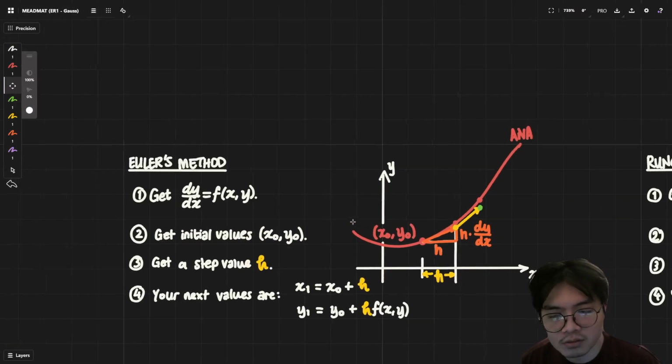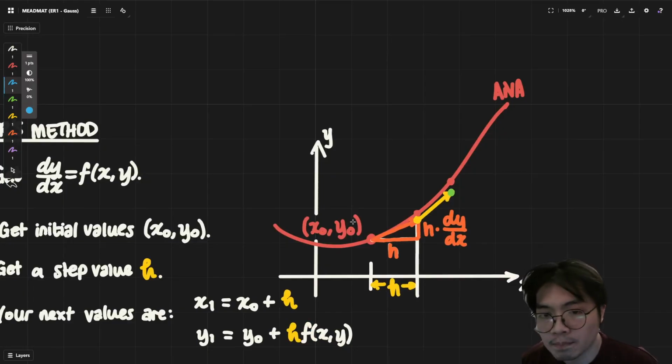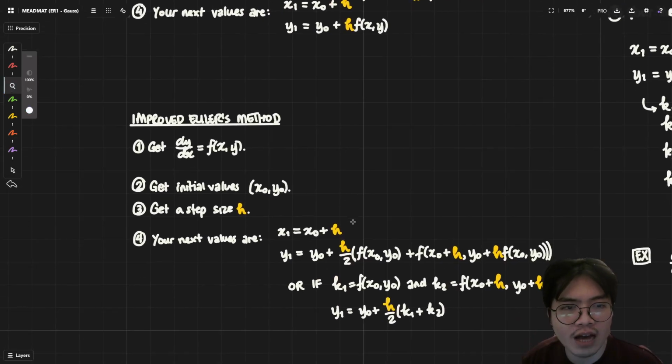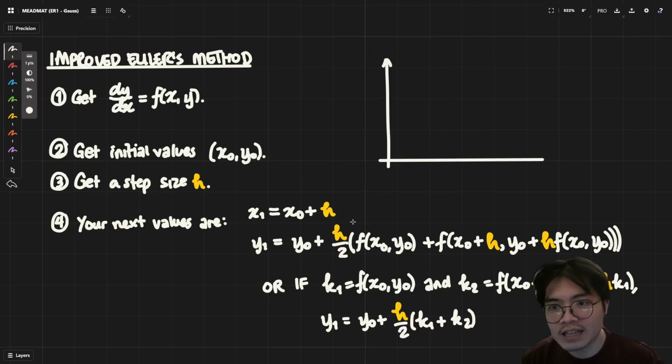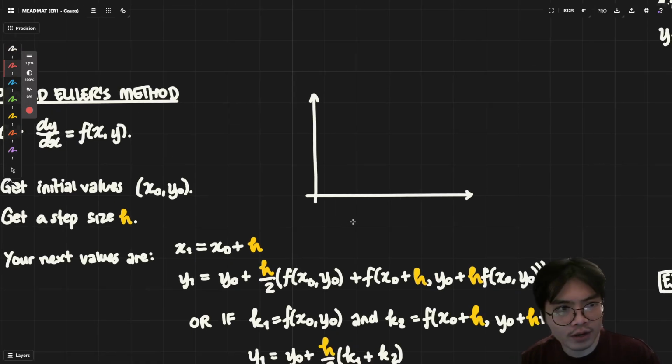So you might say, okay, is there a better way that doesn't make me pick a really small step size? Maybe. What we're going to do now is improve Euler's method. You might say, oh, what is this? What's basically happening for the improved Euler's method, let's draw this again. What we're now going to do is take the average. Average of what? Say, for example, we're going to have our function again.